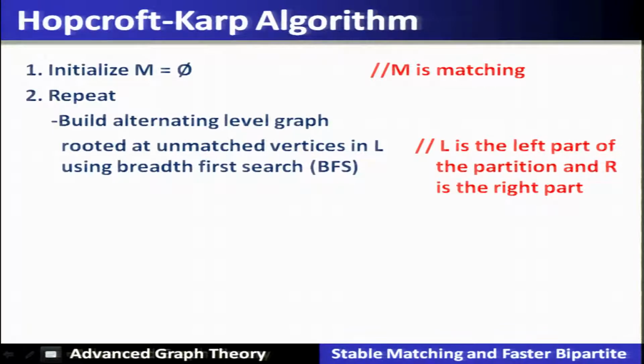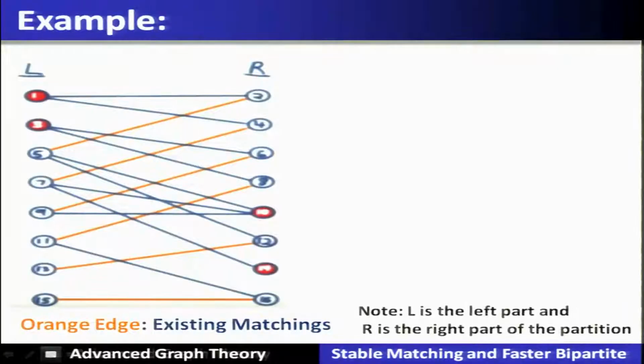So, initialize the matching set M as empty. Why? Because we have to begin it. Then we start the iterations. First, we have to build the alternating level graph rooted at unmatched vertices in L using breadth first search. Take this particular example.